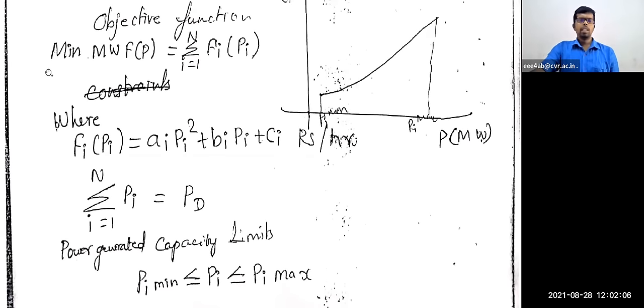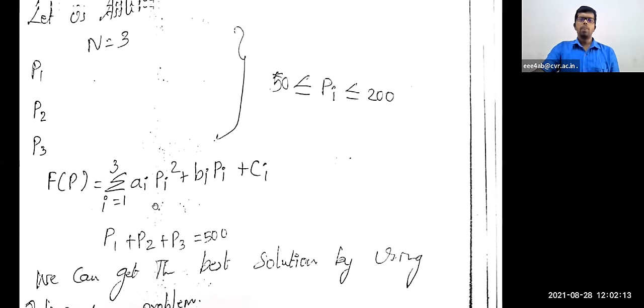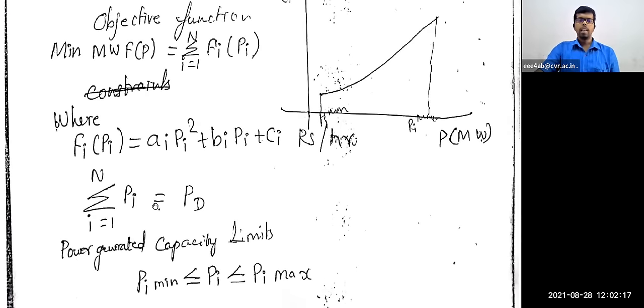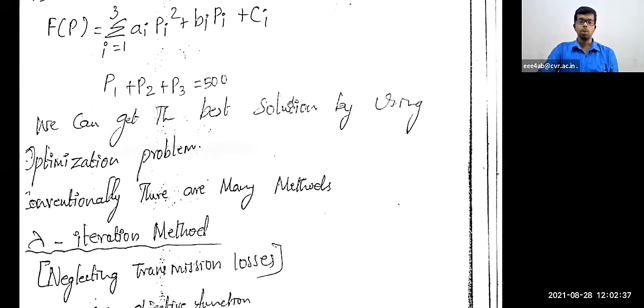Next, this we formulated. Now the next thing is that we have to find the solution. Now we have the objective function as well as the constraints, so we have to find out the optimal dispatch, that is, the economic load dispatch. We have to find the solution.